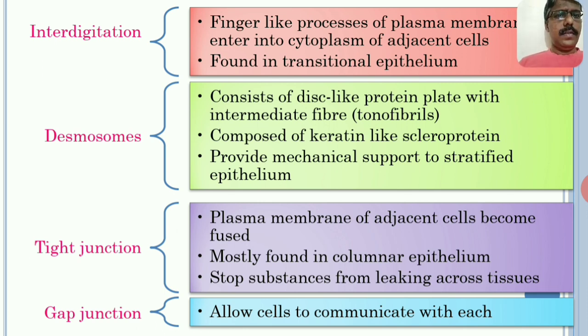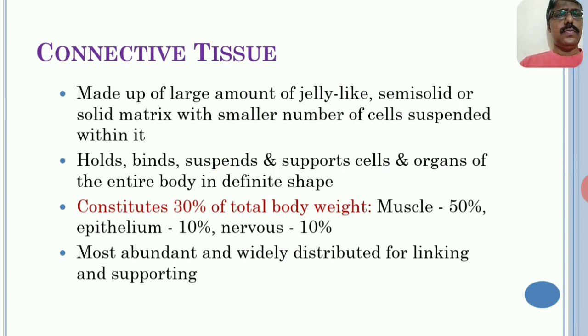Tight junction: plasma membrane of adjacent cells become fused, mostly found in columnar epithelium, and stop substances from leaking across tissues. And last, gap junction allows cells to communicate with each other. Now, these are the types of cell junctions in tissue.